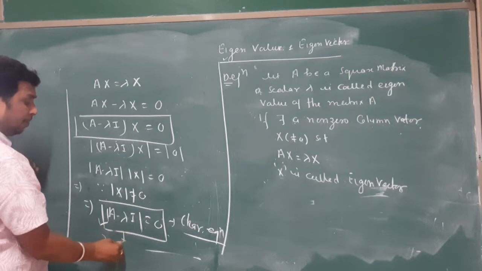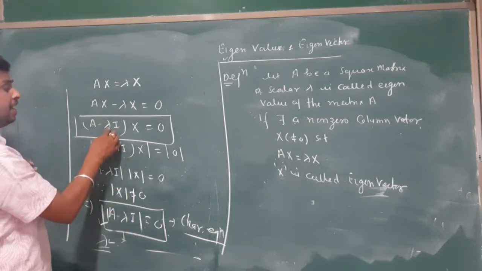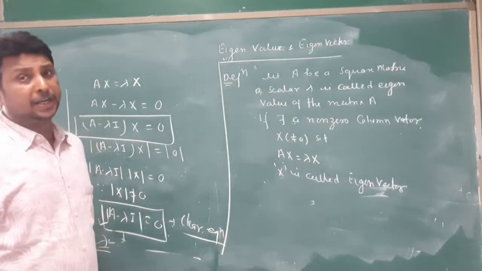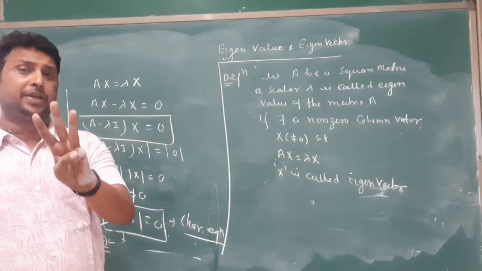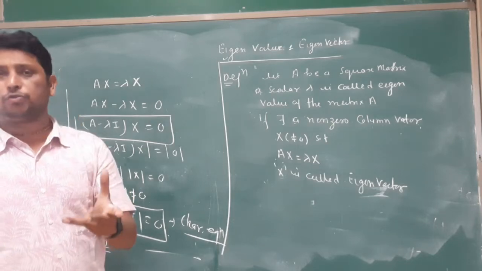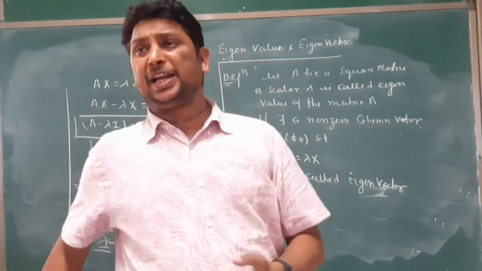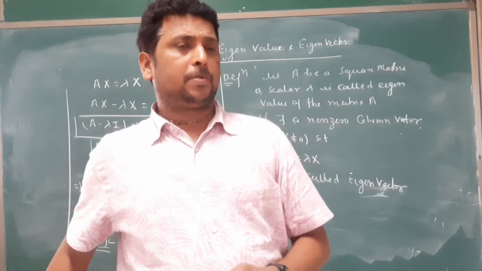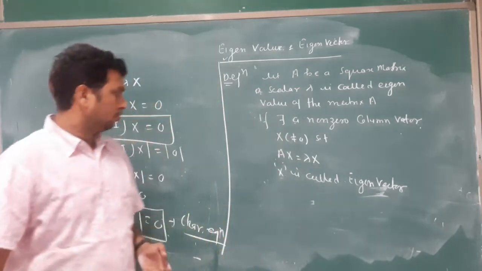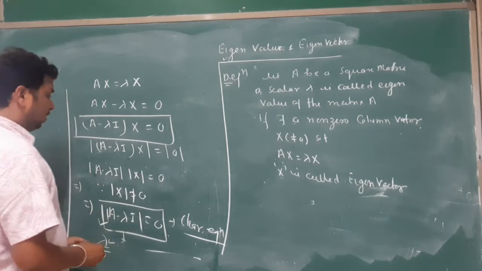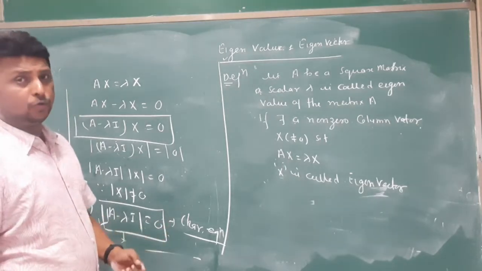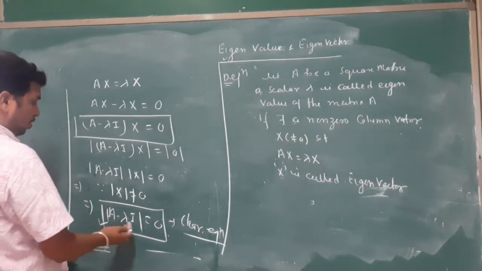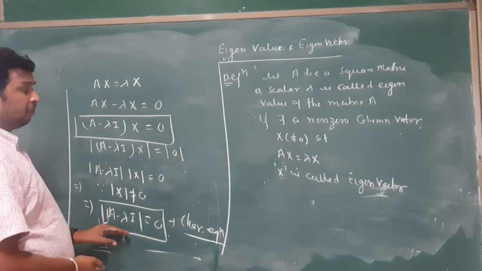Once you have calculated lambda, just put lambda here. If A is a 3 cross 3 matrix, we have a third degree equation, and we know how many solutions there are: 3. So we have 3 eigenvalues, which are also called latent roots or characteristic values. So many names are there, so they can ask in any way. In mathematics we say eigenvalue; in control theory we say latent root.